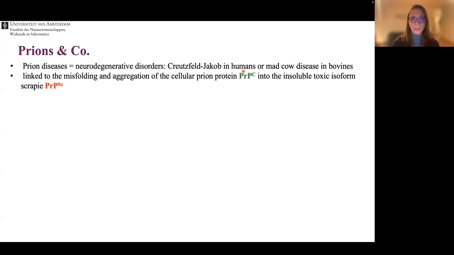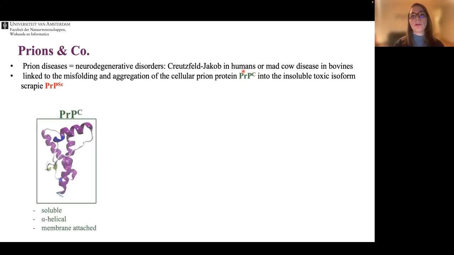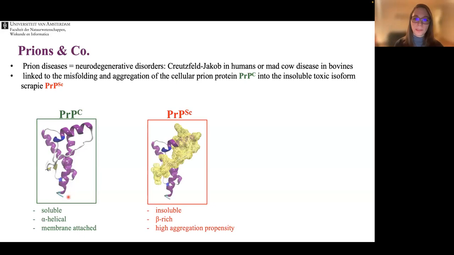Now, the difference between these two proteins lies not in their sequence of amino acids, but rather in the structure that they adopt. So, for instance, PrPC, the healthy protein, is highly soluble, is populated by these three alpha helices you see over here, a small beta sheet, and it's a membrane-attached protein. On the other hand, PrPSc, so the toxic isoform, is insoluble, rich in beta sheets. This is what I highlight here in this yellow mesh, and has a high aggregation propensity.